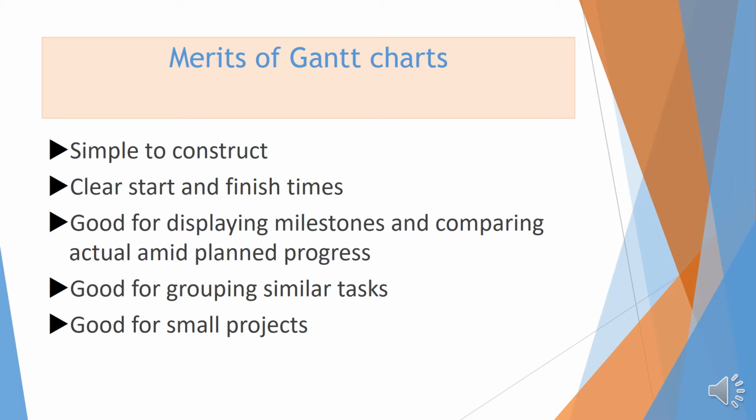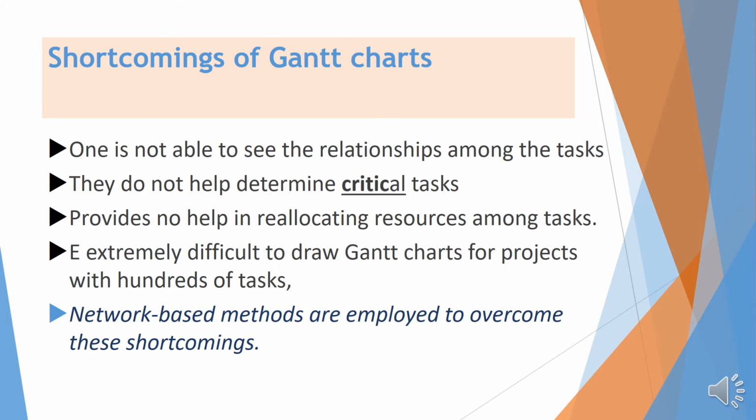However, they have shortcomings, as we can see below. One is not able to see the relationships among the tasks. They do not help determine critical tasks. We shall explain what critical is. They provide no help in relocating resources amongst tasks. They are extremely difficult to draw if the project has hundreds of tasks. So for big projects, it becomes a nightmare. And for that matter, we now devise network-based methods.